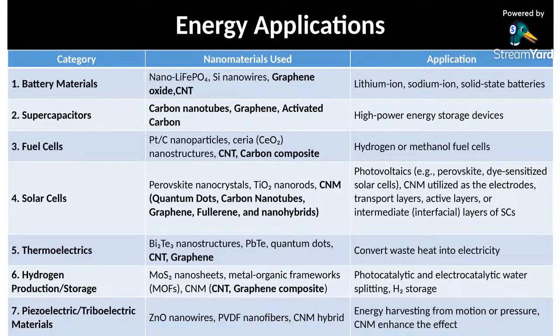Then thermoelectrics. In thermoelectrics, we use different types of material, but CNT and graphene show promising results. Thermoelectrics are a technology where we convert waste heat into electricity. Then further is hydrogen production or storage. Molybdenum disulfide nanosheets and metal organic frameworks were used previously for hydrogen production and storage, but now carbon nanomaterials, mainly CNT and graphene nanocomposites, are used for the catalyst and electrolyte, water splitting, hydrogen storage, hydrogen evolution reactions, oxygen reduction reactions, and so on.